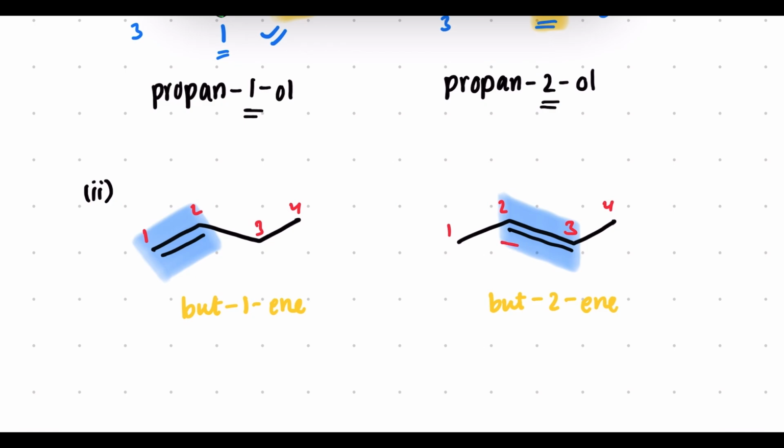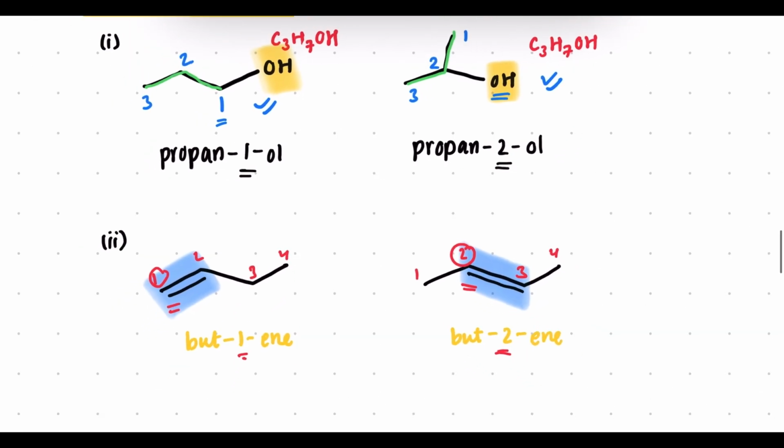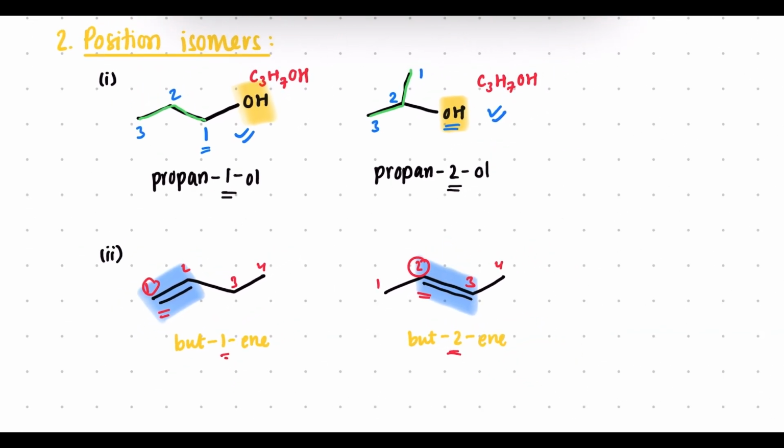Now the double bond starts at the second carbon here, and the double bond starts at the first carbon here. Hence, we put the 1 and the 2. Now we could go on with many different examples, but these two can give you an idea of what position isomers are. The third type of structural isomers that we're going to deal with are called functional isomers.